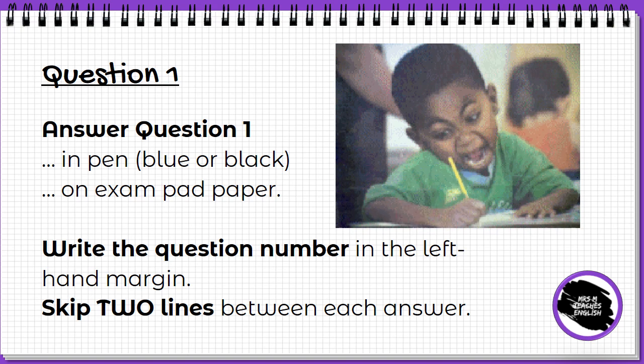You're now ready to begin. Spend the rest of today's lesson answering question 1. Always write in blue or black pen. Anything in pencil will be ignored by the markers. For this exercise, I'm asking you to skip 2 lines between each answer. This is so that you have enough space to write corrections and comments when you mark your work.